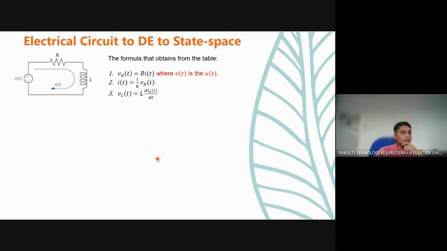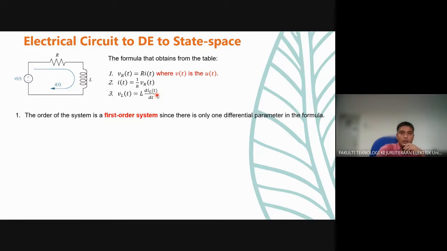You can see that the number of differential parameters in this shortlisted formula is only one. So that's why we can tell this is a first order system. The order of the system is first order since there is only one differential parameter in the formula. So get ready, others.